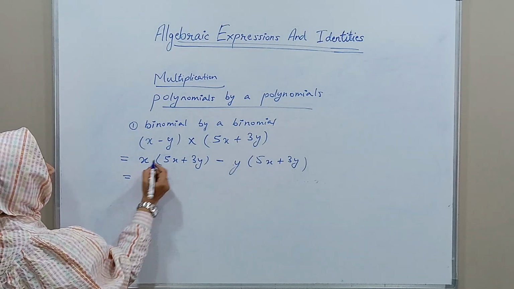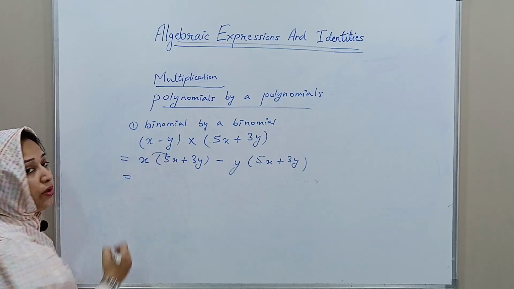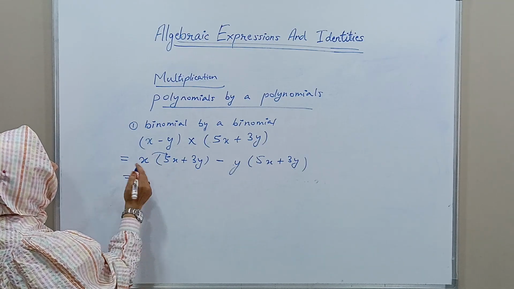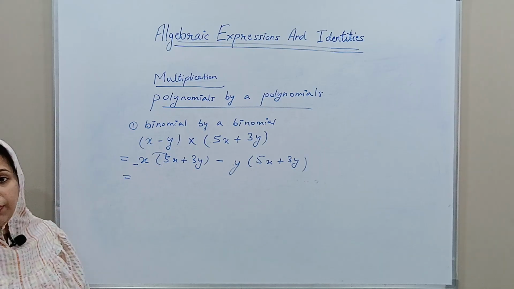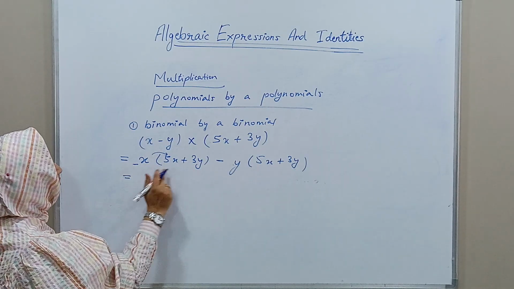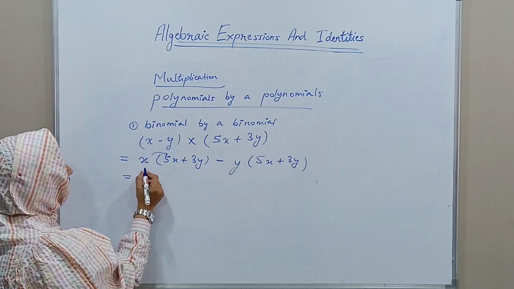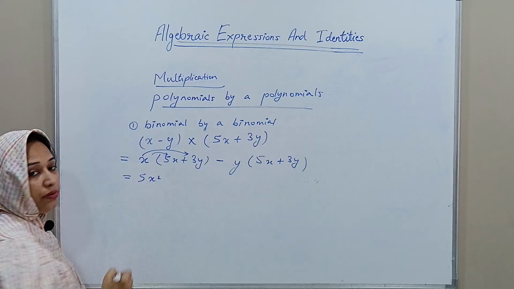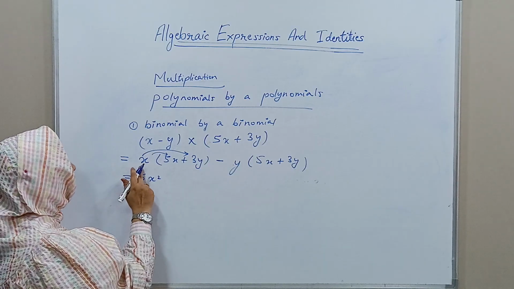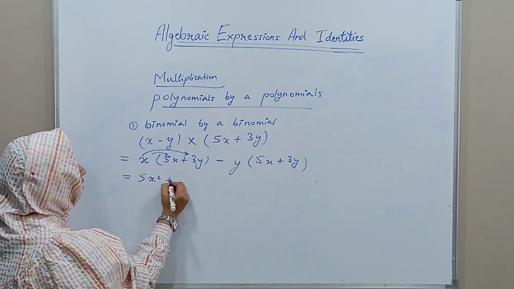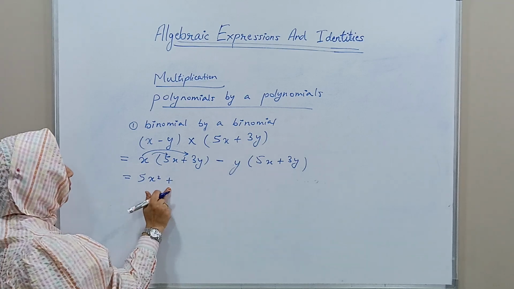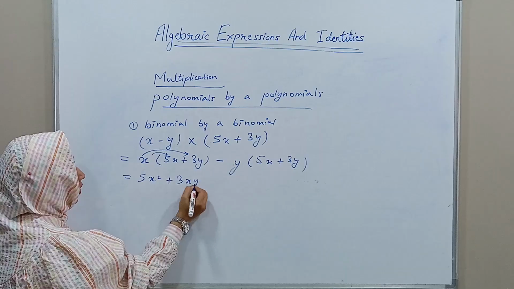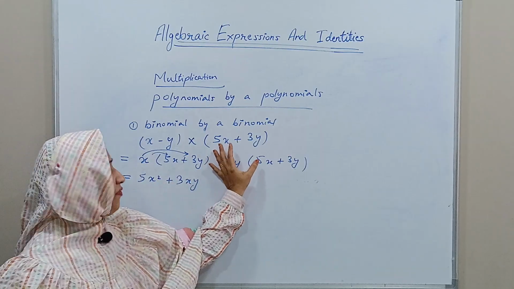So x into 5x, let us try to do this directly. Here the number is 1 by default, so 1 into 5 is 5, x into x is x square, then x into 3y. So 1 into 3 will be 3. We have a plus sign, so we are putting a plus sign here. 3x into y, xy. So we have completed the first part.